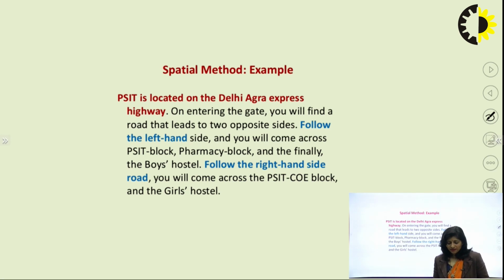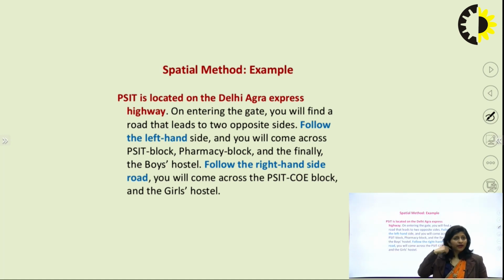Now the spatial method. Obviously the spatial method is related to space. If you want to define clearly the position of things in a place, you need to write a paragraph in such a way that the reader can easily visualize the position of the things in that particular layout or space. So the spatial method is related to space.